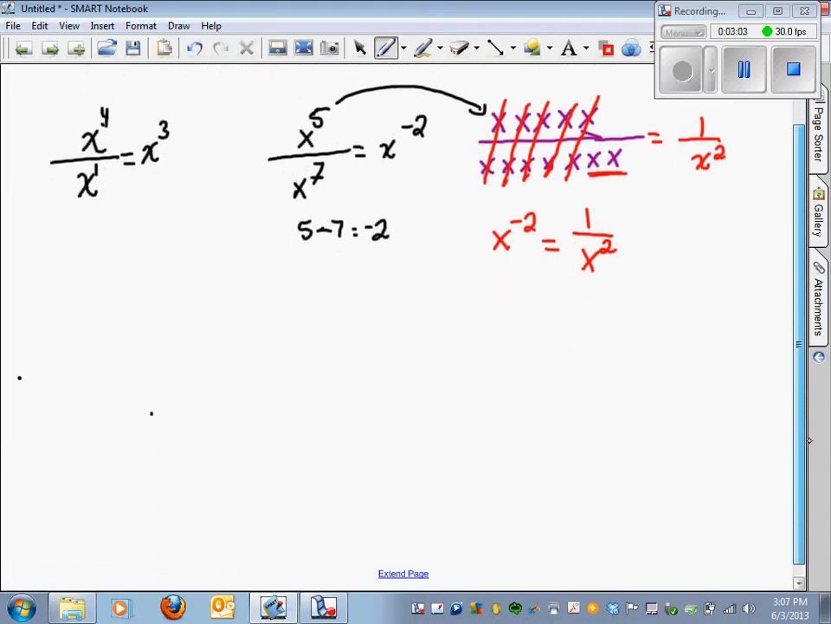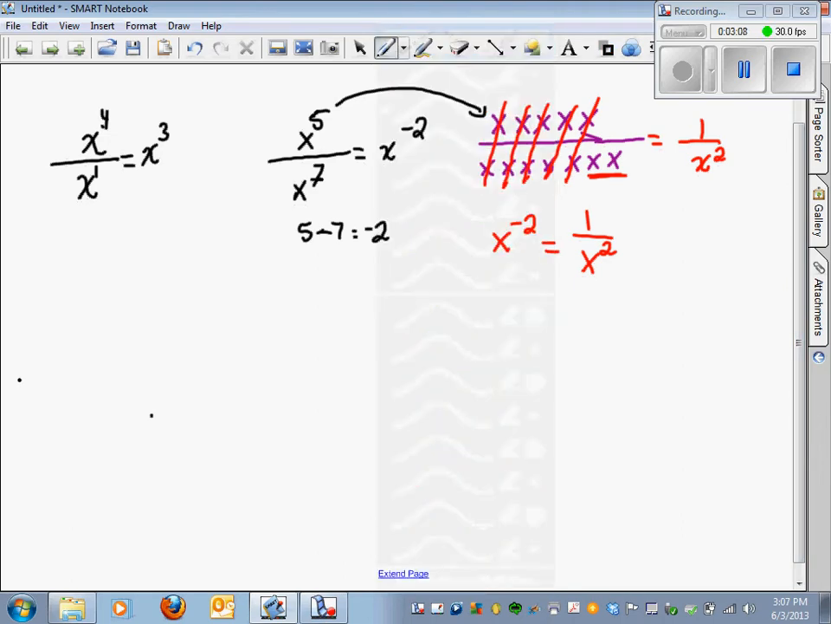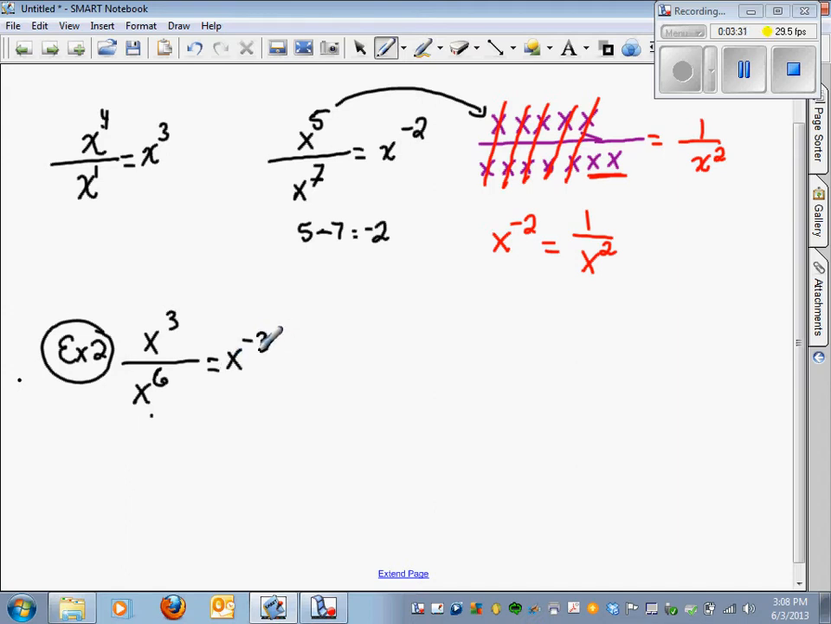Let's look at another example that's very similar. Say we were to take x to the third and divide that by x to the sixth. Well, according to our exponent rules, that shortcut that says if we take our exponents and subtract them, we get x to the negative third power. 3 minus 6 is negative 3.